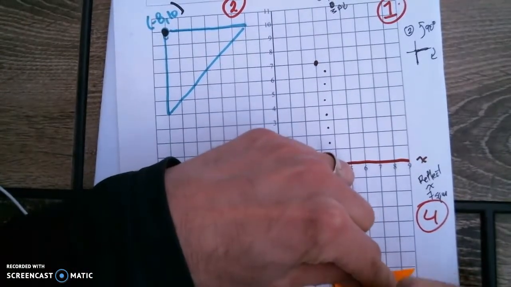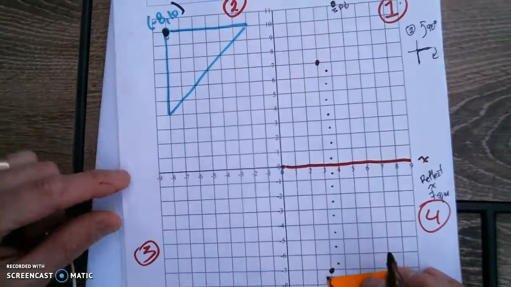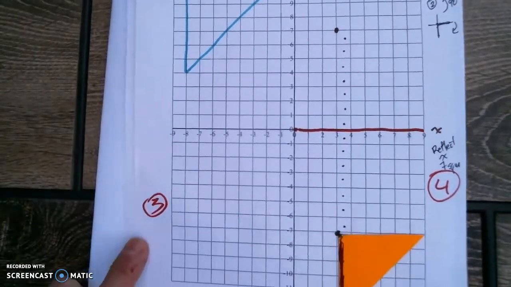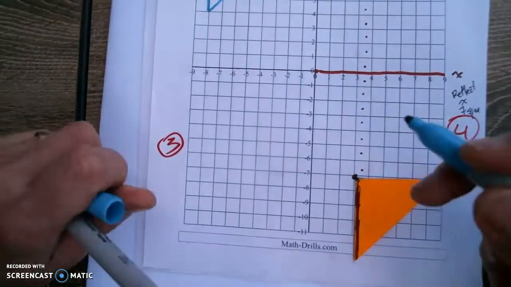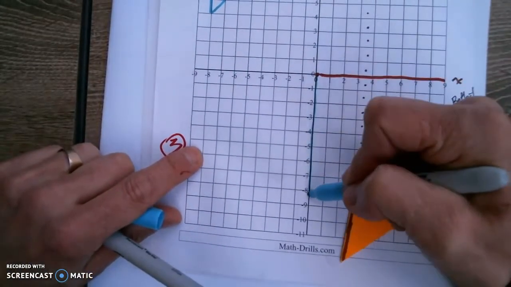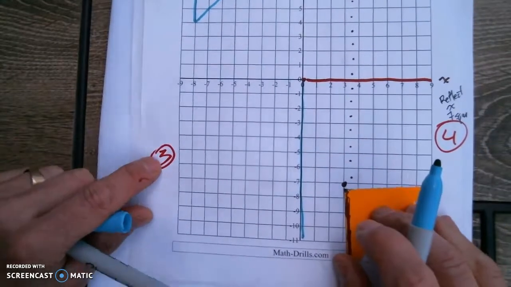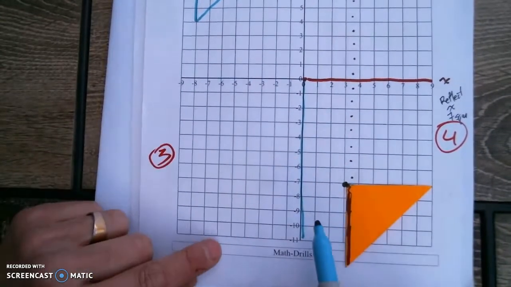Put it on my line again, just so you can see it. So that's been reflected. Last thing is I'm going to reflect it now across, you guessed it, the y-axis. So this is going to put it into quadrant 3. So one more time, let's count.